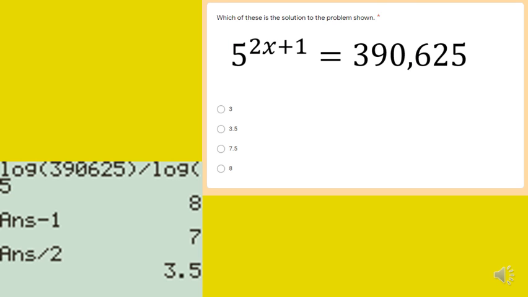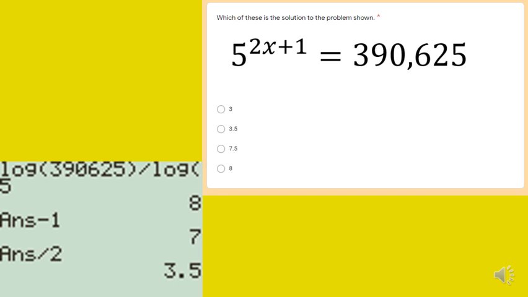And the last problem on the quiz from last week, you had 5 to the 2x plus 1 equals 390,625. Here, the only real difference is I've got more than just x in the exponent, but what you want to do is take log of 390,625 divided by log 5. You start off exactly like you would on every other problem like this.